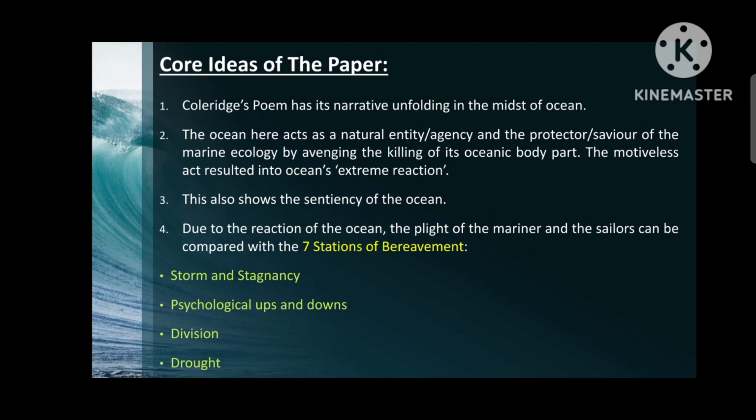So here we can say that there is drought amidst the ocean, and there is a famous line: water everywhere, nor a drop to drink. So all the 200 sailors including the mariner are surrounded by water, but they cannot even drink a drop from it. So they are facing a wet drought. We can say a wet drought or drought amidst the ocean, right?